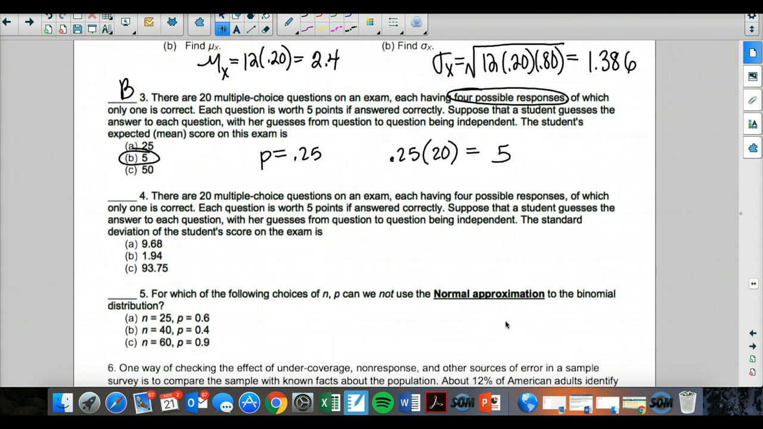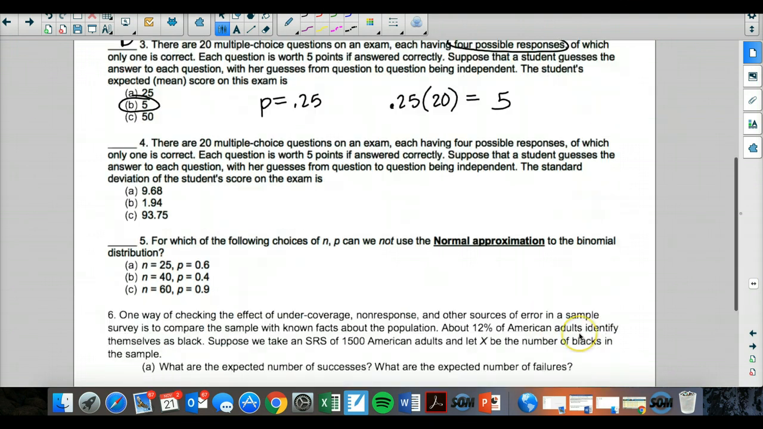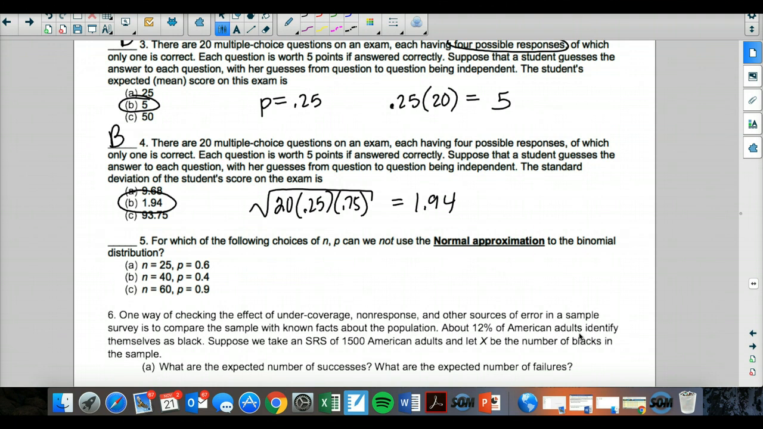B. There are 20 multiple choice questions on the exam, the standard deviation. So same question, but standard deviation. So I'm going to say the number of questions is 20, success is 0.25, failure is 0.75. So 20 times 0.25 times 0.75 to the 0.5 power. I have 1.94, so my answer is B.